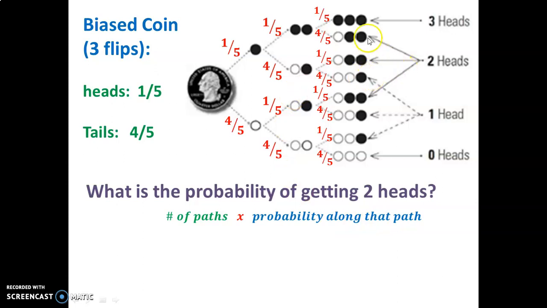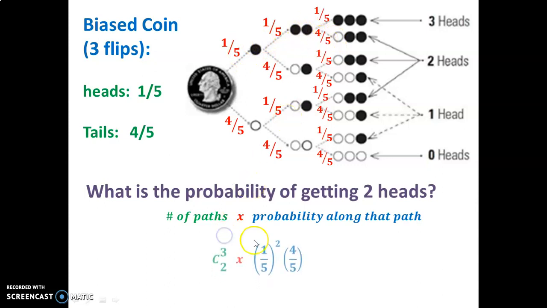So the number of paths, we already know there's 3 ways to get 2 heads. So we know there's going to be 3 paths. And then along each path, when you get 2 heads, it's like this. Head, head, tail. So it's 1/5 times 1/5 times 4/5. That will be a 2-head, 1-tail path.